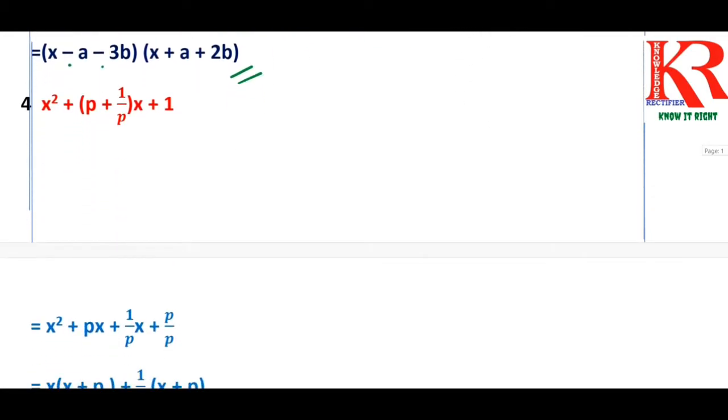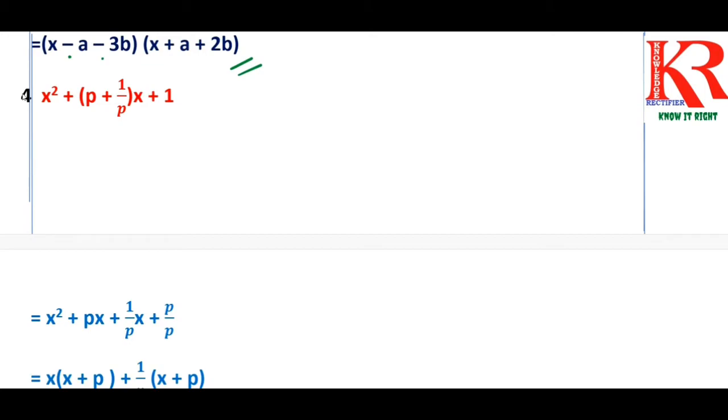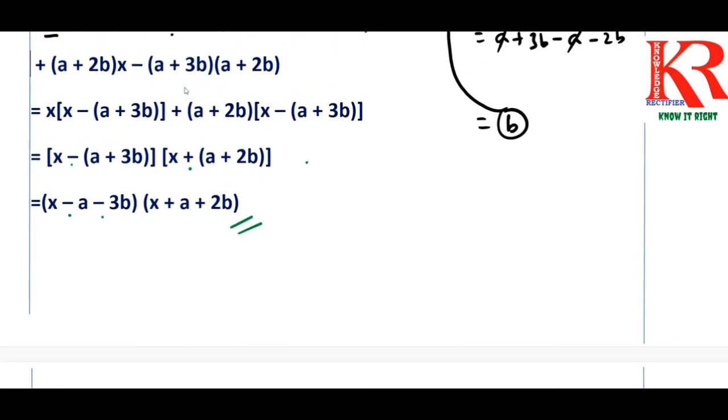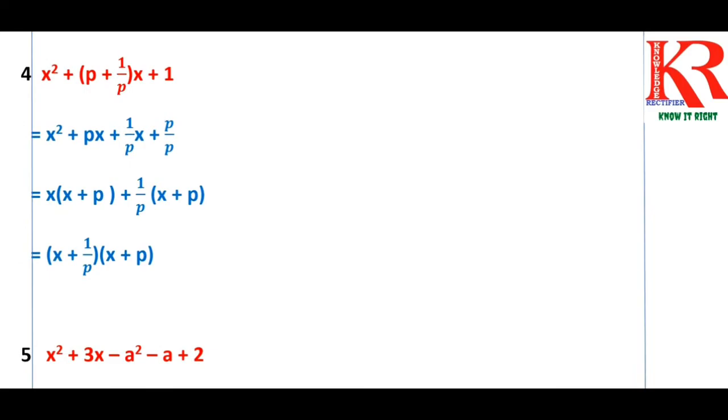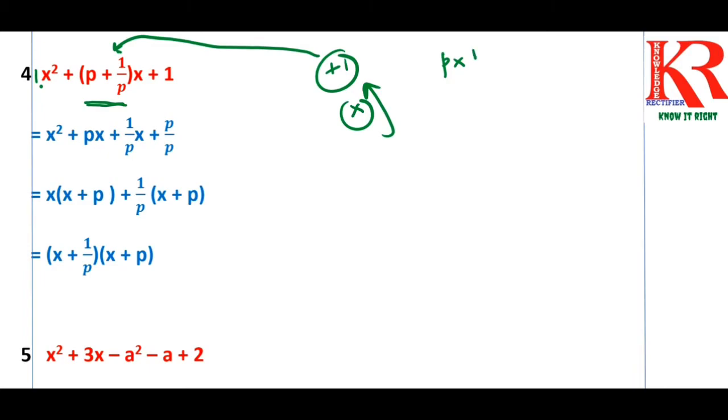Okay, now here is one problem. Okay, question number 4. Okay, so question number 4 is also a similar type of problem, but here something is new. Okay, yeah. Now you follow the same trick. Plus plus plus 1 into 1. Okay, when multiplying we get 1, when adding we get p plus 1 by p, because the middle term is p plus 1 by p here. What is in front of x is called the middle term, isn't it? So those numbers are p and 1 by p.